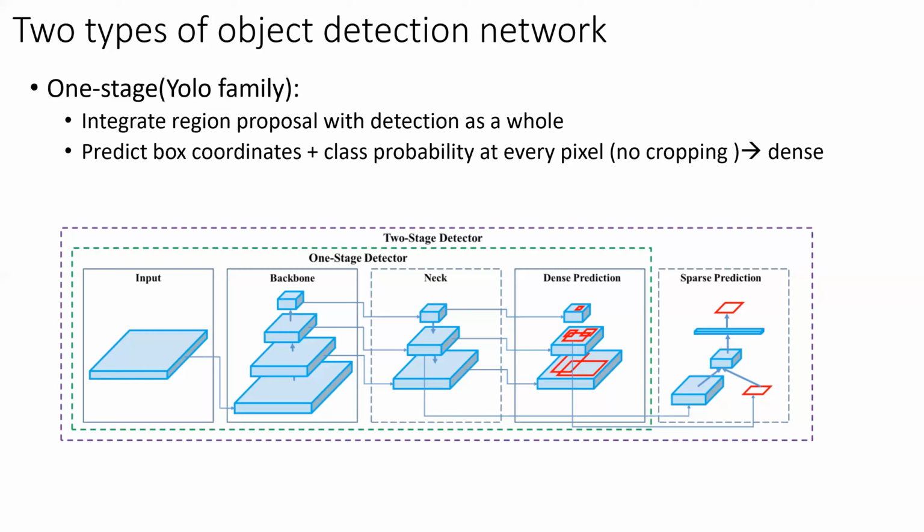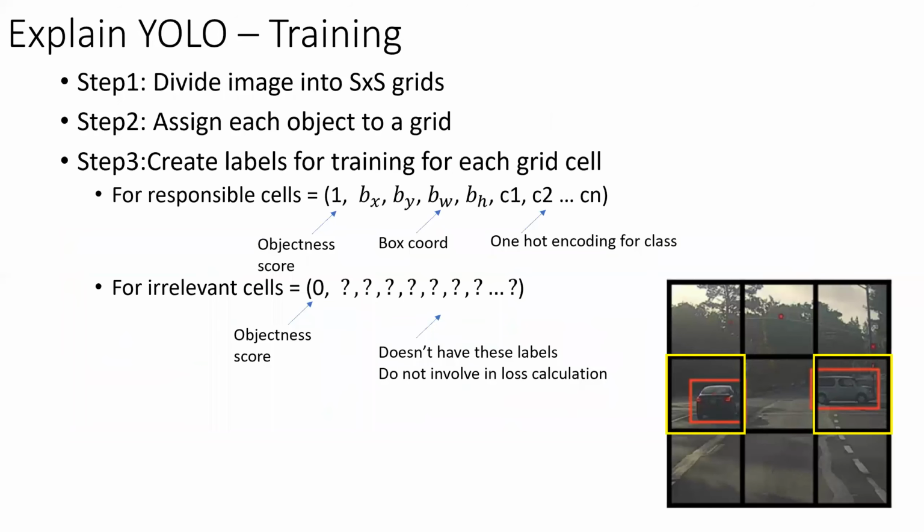Okay, so today I will just focus on the YOLO family, which is one of the most famous one-stage detectors. The steps of YOLO are as follows. The first step is to divide the raw image into S by S grids. For example, we have a picture of 2 cars on the road, and we divide it into 3 by 3 grids. So here S is equal to 3. Then step 2 is to assign each car to a grid. So we have 2 yellow grids, which are the responsible grids for the 2 cars, and the rest of the grids are irrelevant.